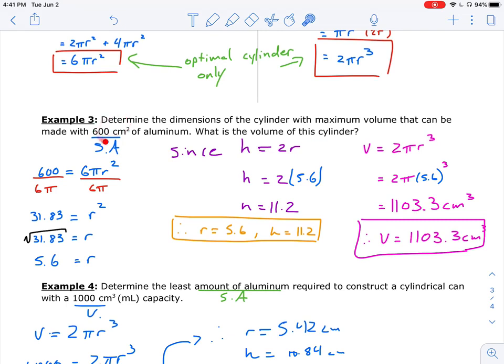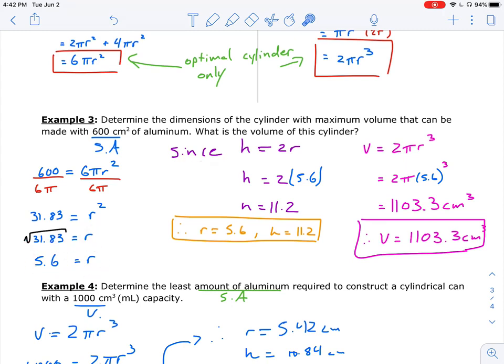Okay, so we've given our surface area. We're looking for the dimensions to hold the maximum volume. So my surface area, 600, is equal to 6 pi r squared, right, my surface area. I need to isolate to find my radius length, so I divide both sides by 6 pi. 31.83 is equal to r squared. In order to isolate singular r, or the r of degree 1, I take the square root of 31.83. I end up getting 5.6 as my r value.